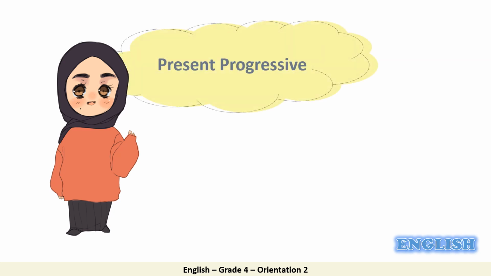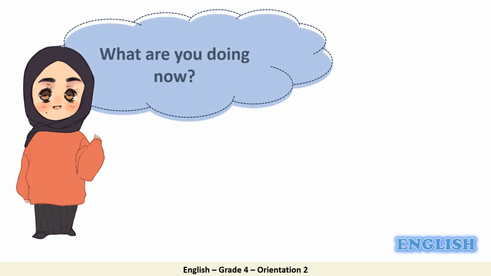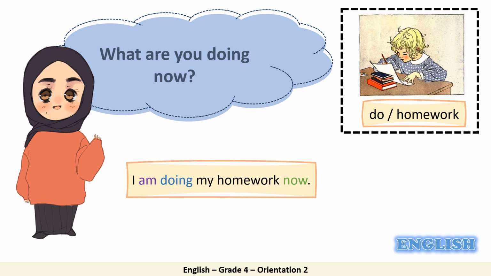Let's start with the rule of the present progressive. Now read the question with me and answer after referring to the picture. What are you doing now? Look at the picture. It's written do homework, and I'm saying now. You would say, I am doing my homework now. Excellent.